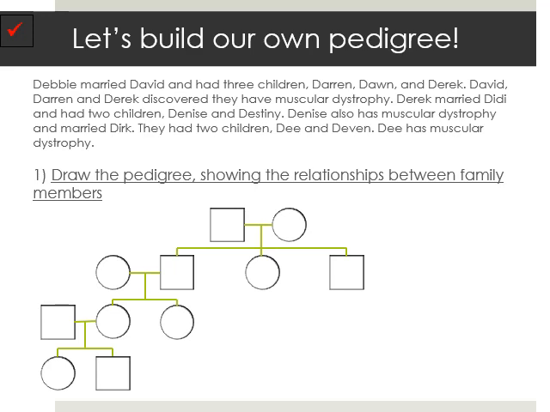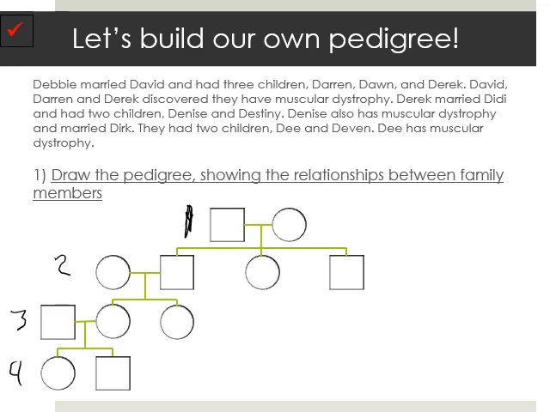So, if we start off at the beginning with Debbie and David, that would be our first generation. Their children, Darren, Don, and Derek, would be our second generation. Their children would be our third. And then their children of that cross would be our fourth. So, let's go ahead and listen to what they had to say.